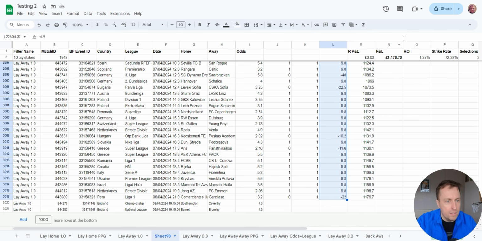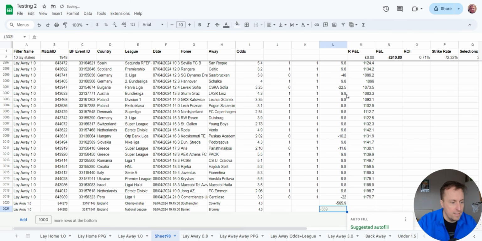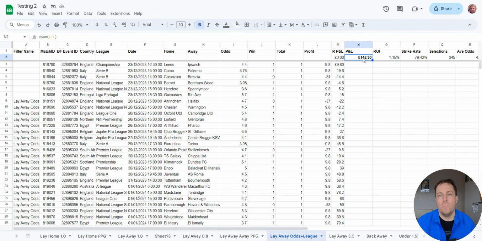So I've selected all of those. All you need to do here on Google Sheets is just hit sum and then enter, and it will tell you the result. You can see the result from that date. This original filter is 56 points down, £565. Okay, quite a hit, right? Quite a hit. But what's amazing is that the tweak is actually £142 up.